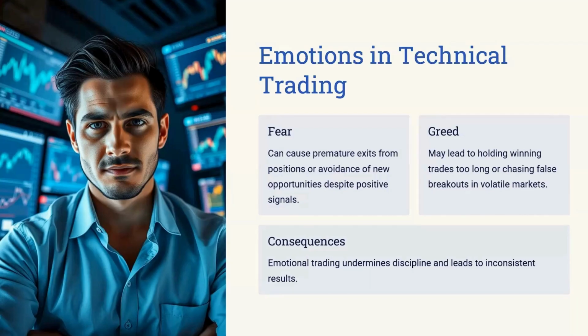Second is the consequences, like hope, and lack of discipline leads to inconsistent results. For an application example, a trader sets a technical target for a stock, but when it reaches that level and continues to rise, greed tempts them to hold on, missing the eventual pullback. Let's proceed to the next slide.